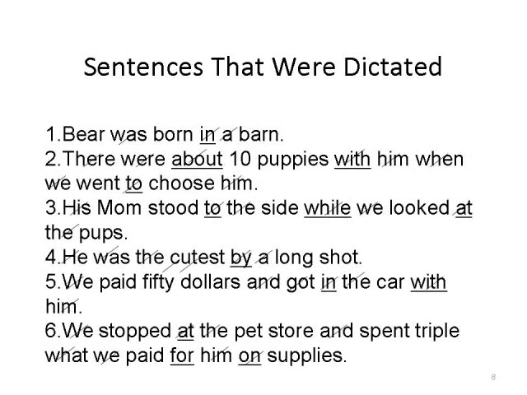Here are the sentences again, with the function words crossed out and the prepositions underlined. Listen again as I say them and notice the reduction on the function words. Number 1, Bear was born in a barn. Number 2, there were about 10 puppies with him when we went to choose him. Number 3, his mum stood to the side while we looked at the pups. Number 4, he was the cutest by a long shot. Number 5, we paid $50 and got in the car with him. Number 6, we stopped at the pet store and spent triple what we paid for them on supplies.